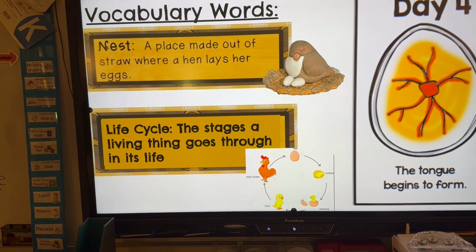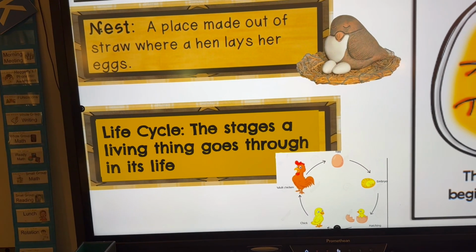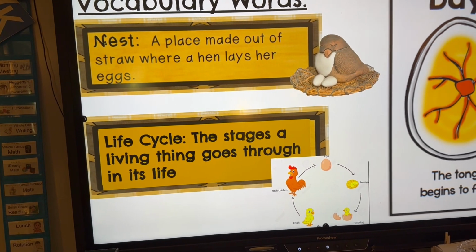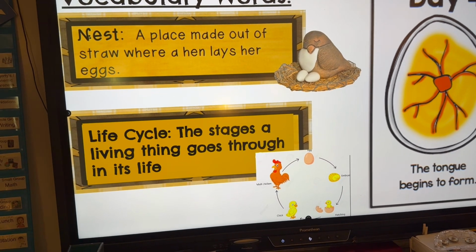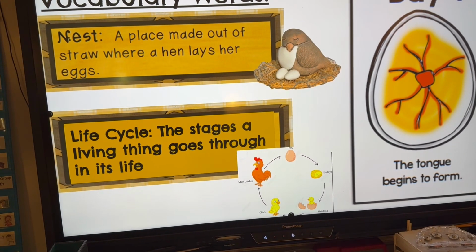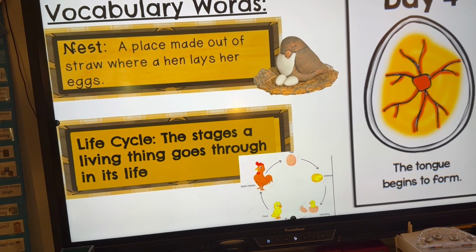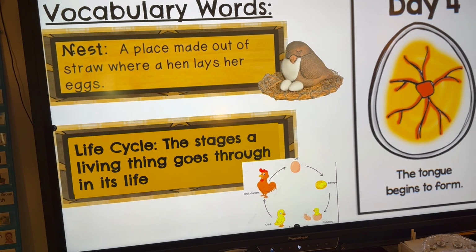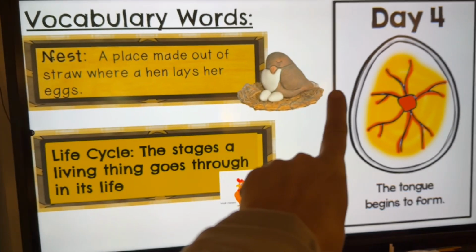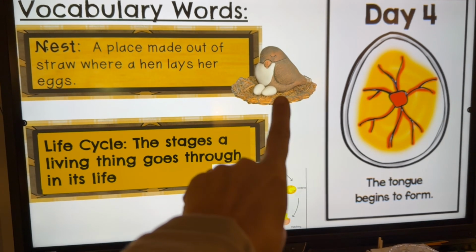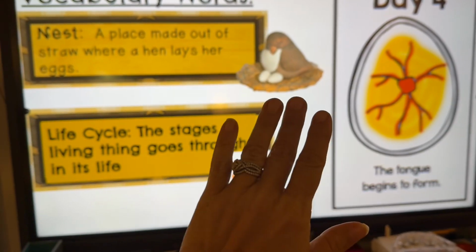The 2 vocabulary words I want to talk about for just a minute. Nest is a place made out of straw where a hen lays her eggs. So if you keep domesticated chickens in a coop at your house, they will build their own nest, or you can buy little nesting pads that go into the nesting box. They want to keep the nest totally clean.